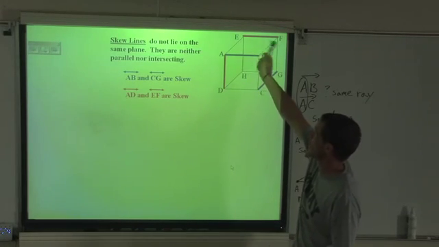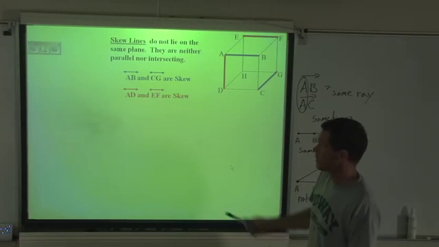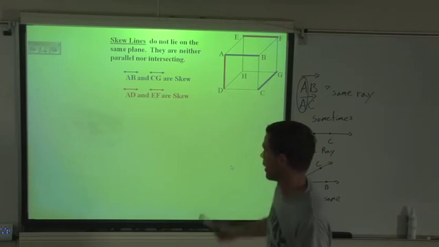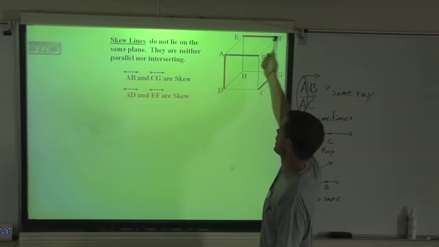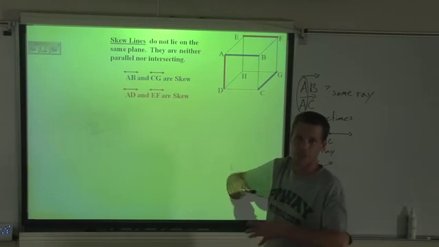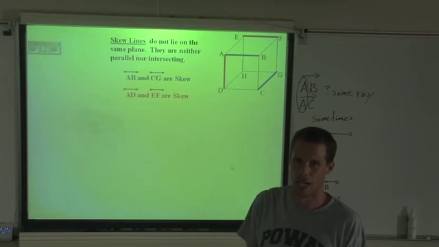AD going straight up and EF going left to right in the back. Those are skew lines. It's very important to understand that they are just not coplanar. Look at the 4 points, A, D, E, and F. A, D, and E make up the side wall. F, that's it. Those 4 points are not coplanar. The lines are skew lines.